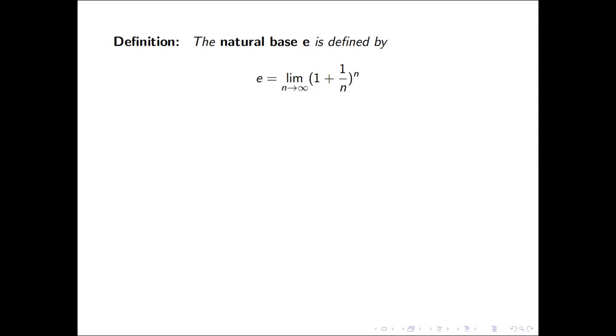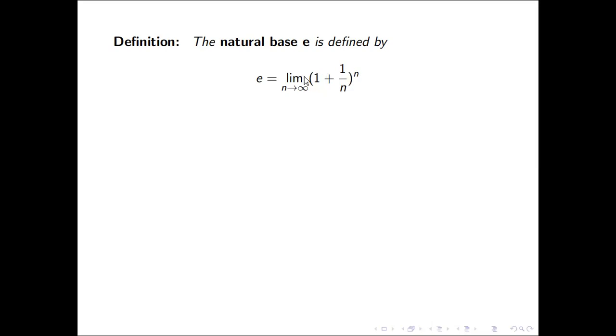So first, let's define the natural base, e, and it is defined by this quantity or this expression here. Let me read that. e is equal to the limit as n approaches infinity of the quantity 1 plus 1 over n, to the n. Now, what does that mean?